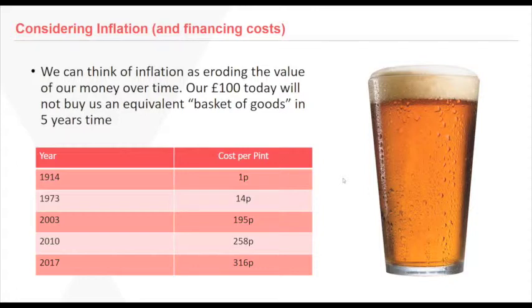So what we can see is that our £100 that we had in 1914 would have bought us a lot of beer. Our £100 in 2017 probably still buys us a fair amount of beer, but not nearly as many pints. So that is the effects of inflation at work. Things become more expensive, prices go up. That £100 doesn't buy you as big a basket of goods anymore.